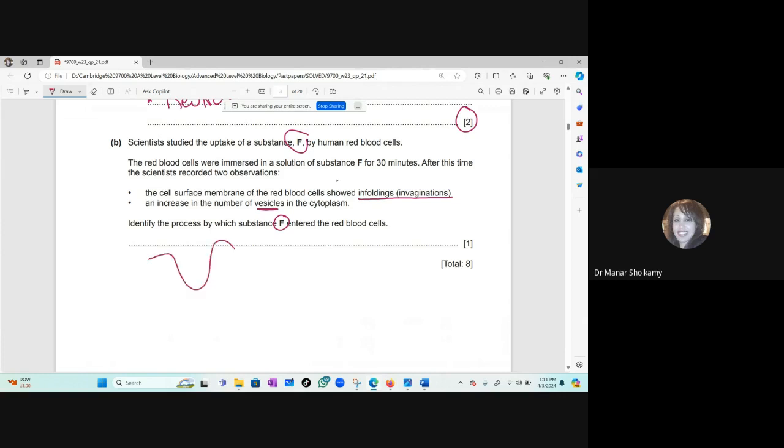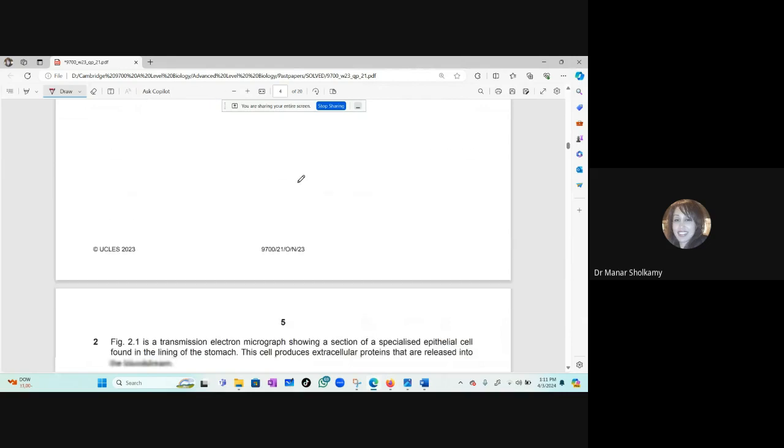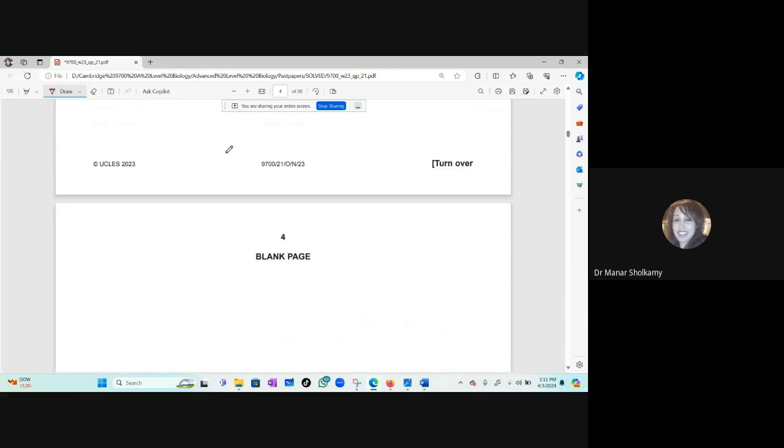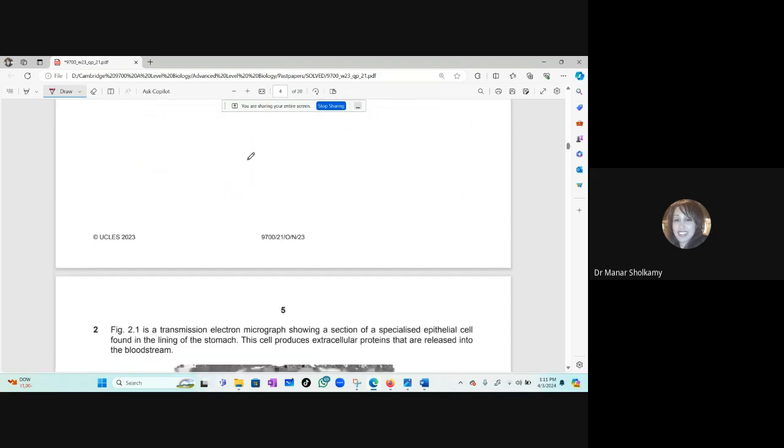So substance F entered the red blood cell and it caused invaginations. This is which type of entrance? What's the name of this entrance? Endocytosis. Correct. This is endocytosis. This is easy. Of course, this needs energy. Okay, so the question is finished. So question number 1 is all about the lesson cell membrane, by the way. Let's jump to question 2.